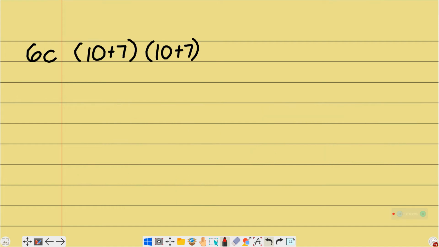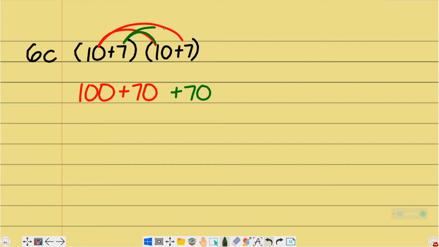Number 6C says 10 plus 7 times 10 plus 7. Remember, those parentheses mean multiply. The first number gets multiplied into both of those pieces in the second set. 10 times 10 is 100, and 10 times 7 is 70. Then the second number in the parentheses needs to be multiplied with the numbers in the other set of parentheses. 7 times 10 is 70. And then 7 times 7 is 49.